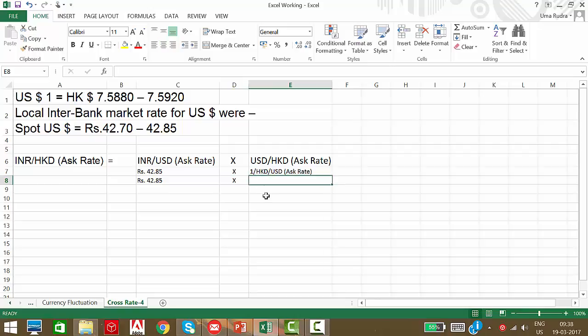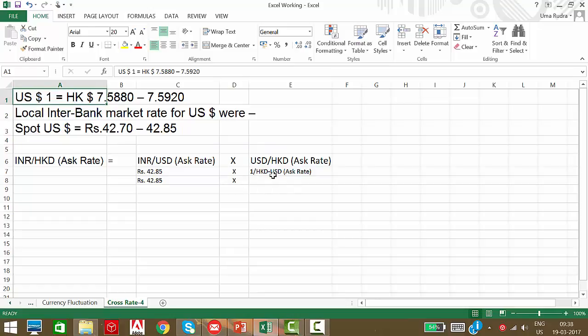Now, what is this ask rate? 1 by HKD. We can write this also as HKD per USD ask rate. 1 by HKD per USD, because I have HKD per USD. This is given. So I need to get USD per HKD. In order to get USD per HKD, I need to do the inverse of this. So 1 by HKD per USD.